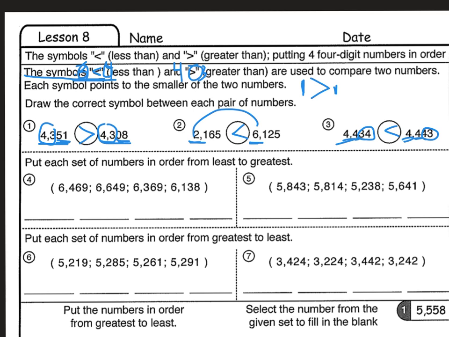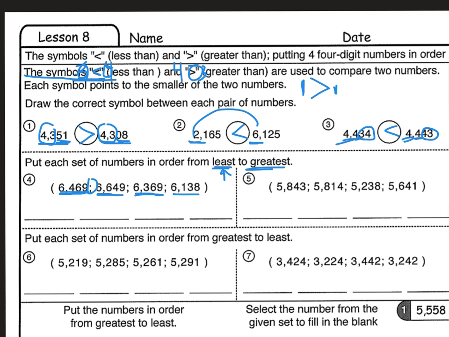Alright, the next part says to put each set of numbers in order from least to greatest. Now some kids get faked out by these because we have commas and semicolons in here. It's really hard to see the numbers for some kids, so I want you to see that this is the first number, 6,469. Then we have a semicolon separating that first number from the second number, 6,649, 6,369, and 6,138. We have to go from least to greatest.